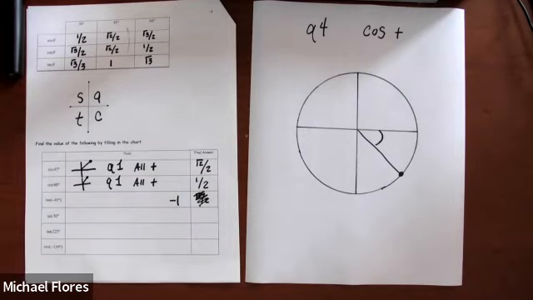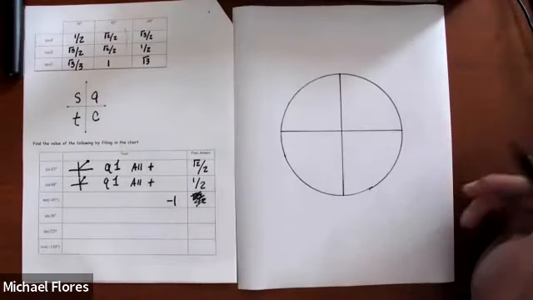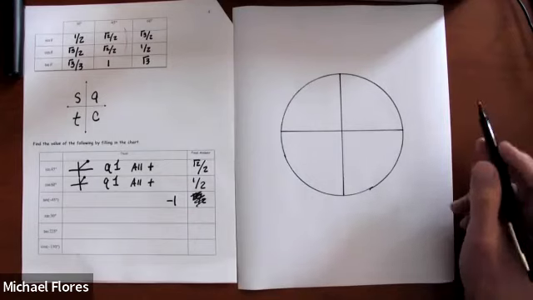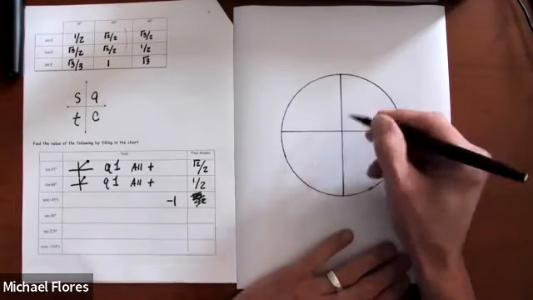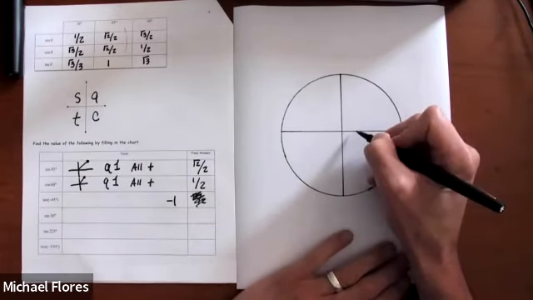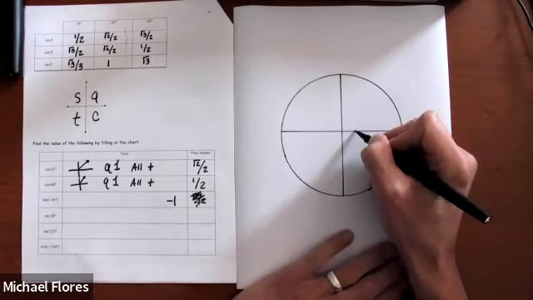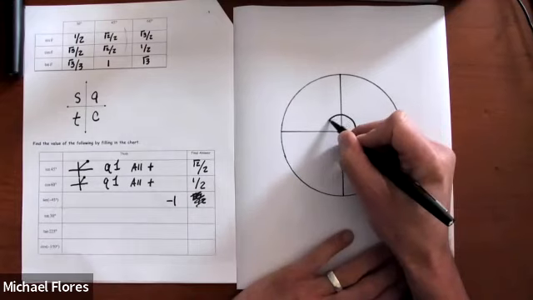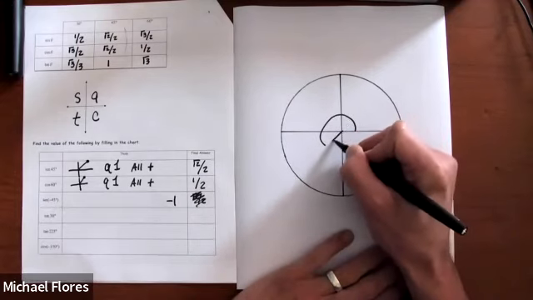Sine of 30 degrees, too easy. How about tangent of 225? Okay, a 225-degree rotation from the positive x-axis is going to be a little bit more than 180 degrees. Right about there.